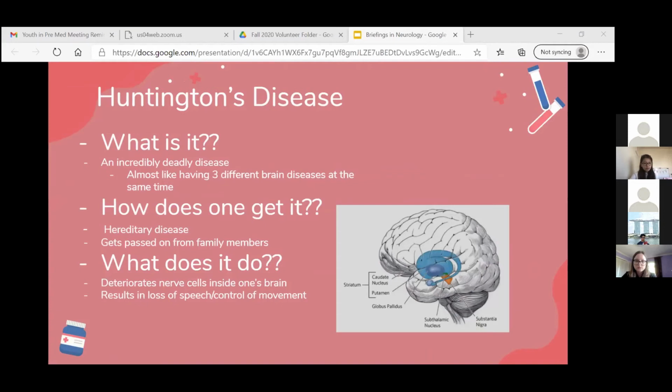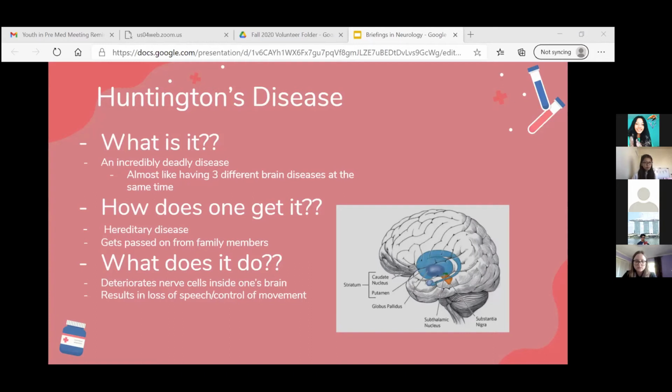So now we're going to be talking about Huntington's disease. First off, Huntington's disease is extremely rare, so I doubt any of y'all have heard of it. Basically, it's a hereditary disease, meaning it is passed on from person to person via a gene. So if my mom had that gene and it got passed on to me, I could potentially have the disease. But having the disease doesn't necessarily mean I will suffer from it, as I could be asymptomatic.